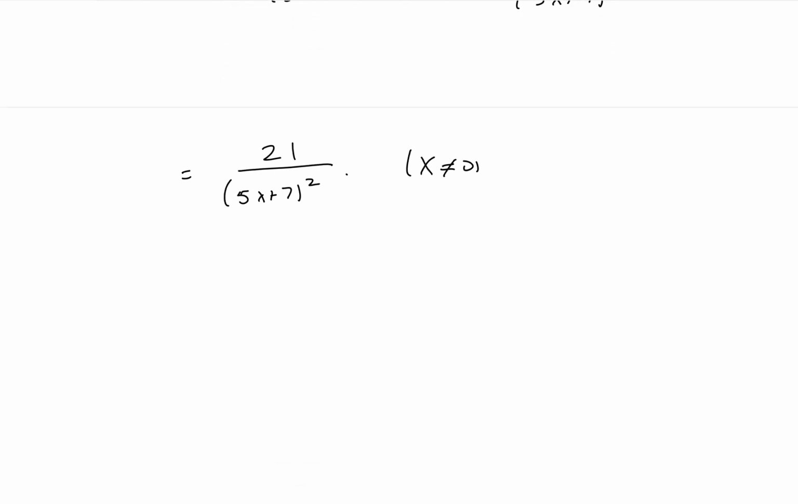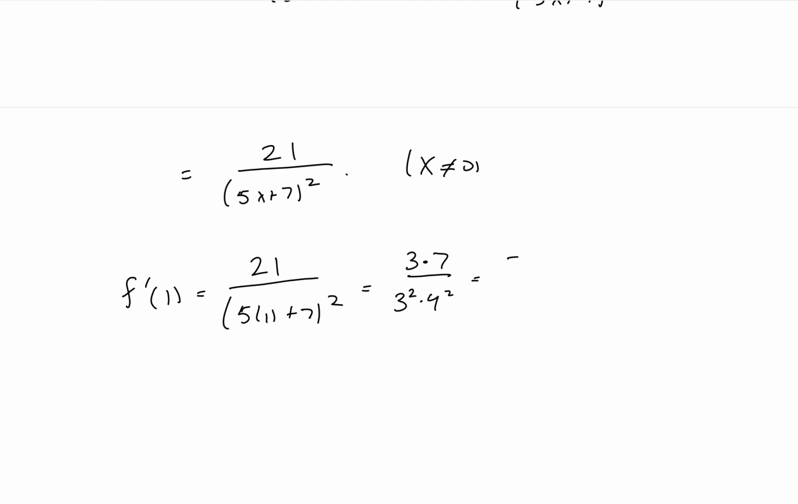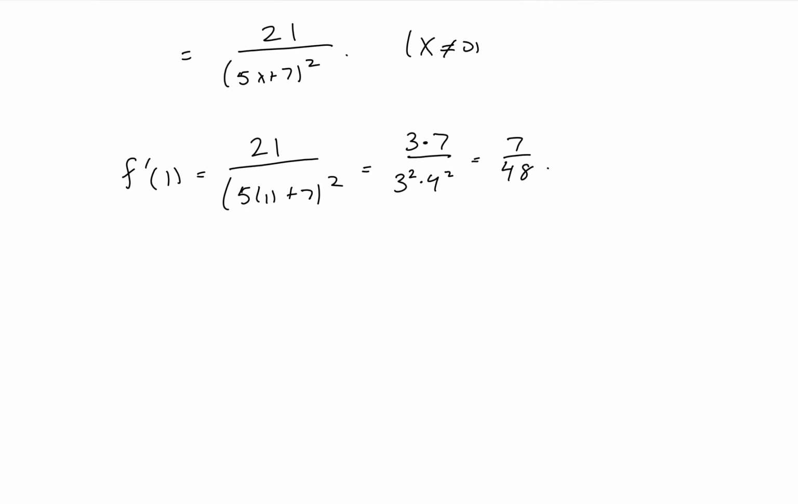So now to get the slope of our tangent line, we have to plug in the value for x. We plug in 1, I get 21 over 5 times 1 plus 7 squared. So I can think of this as 3 times 7 over, now this is 12 squared, so this is 3 squared times 4 squared. So if we simplify this, this is 7 over 48. So then our tangent line, well, we use point slope formula, so y minus 1/4 is 7 over 48 times x minus 1.